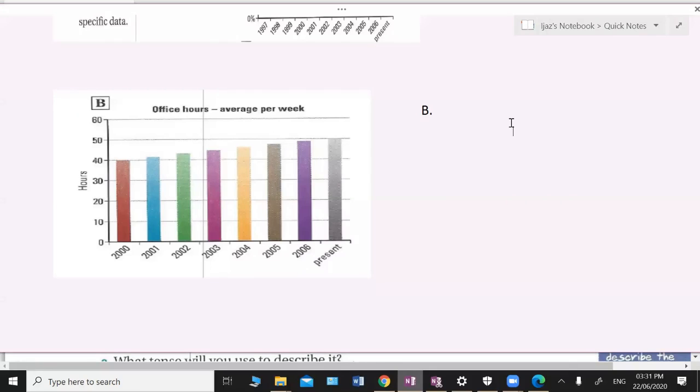So chart B, yeah, chart B. Chart B shows the average number of working hours. Zara says the graph presents the change in working hours of office. That's right. That's right. Aruna says it's about working hours per year by working staff. Thank you. Per year, because it's 2000, 2001, 2002, 3, 4, 5, 6 till present, right?